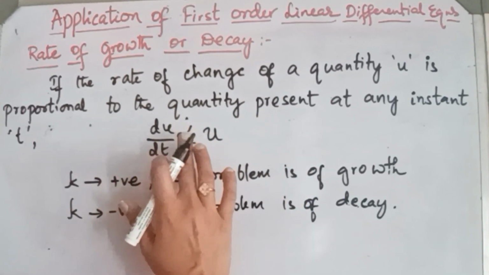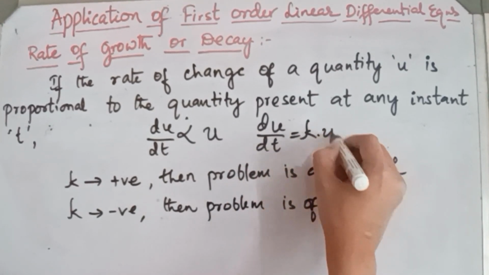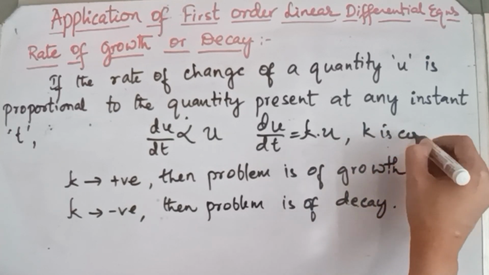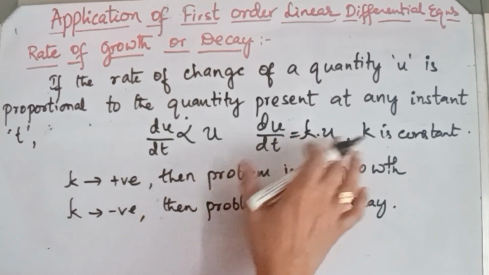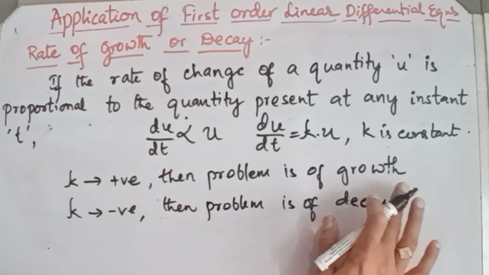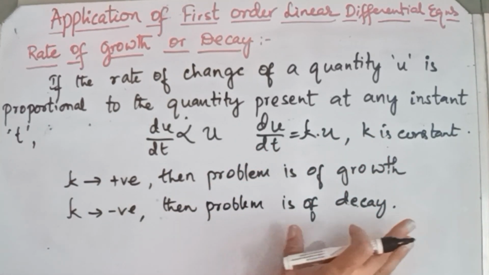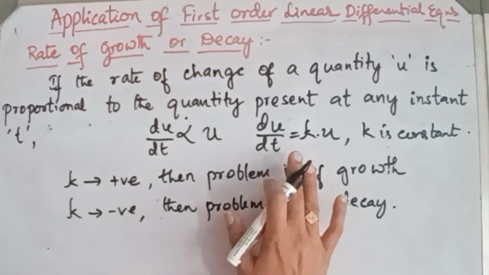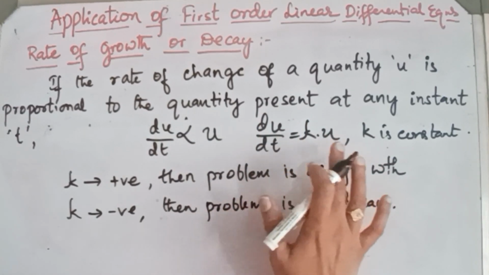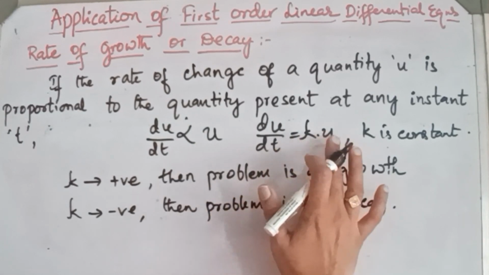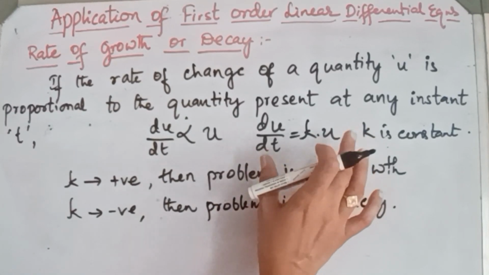When you write the constant of proportionality, you will get du by dt is equal to k into u, where k is constant, which is called as constant of proportionality. Now, if this k is positive, then this problem is a problem of growth. If k is negative, then this problem is called as problem of decay. So in any of the cases, this equation refers to first order linear differential equation because du by dt equal to k into u. You have to solve this first order linear differential equation to obtain the solution.